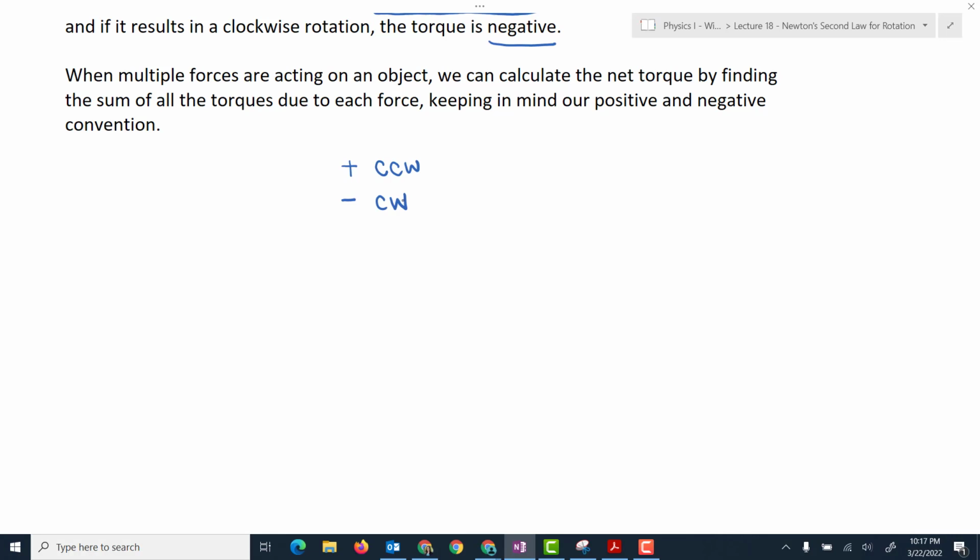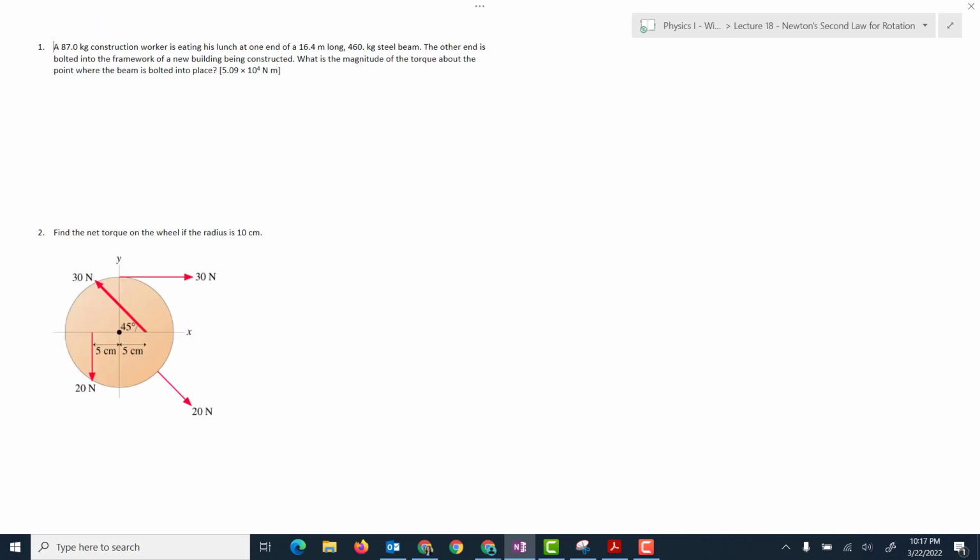So if we have multiple ones, then we would just be adding them up. We'd be adding positive and negative values together, depending on whether they cause the rotation to go clockwise, which would make the torque negative, or counterclockwise, which would make it be positive. Okay, so let's try this out.